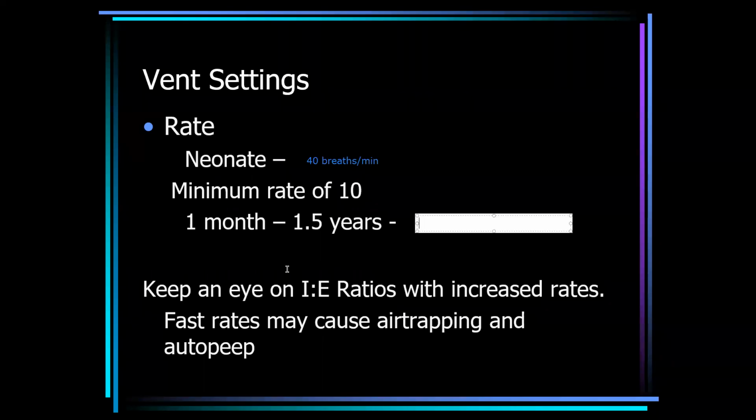Right, and then with infants through pediatrics, 1 month to 1.5 years, when you put them on the ventilator, you're going to use a slower rate. You're going to use 20 to 30 breaths per minute.